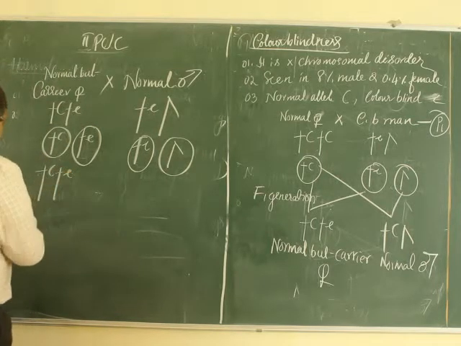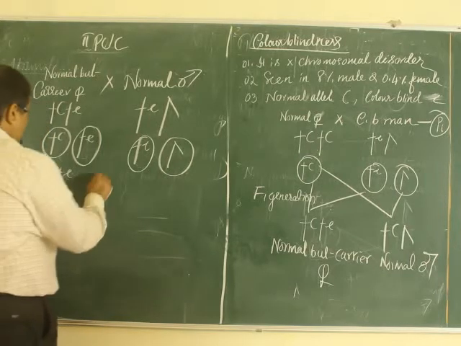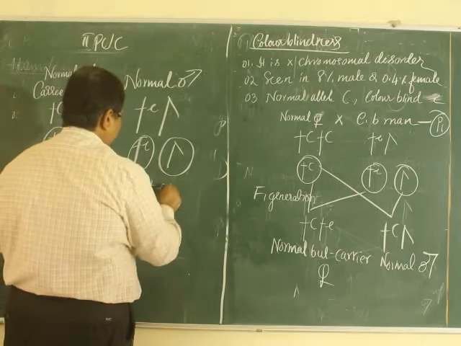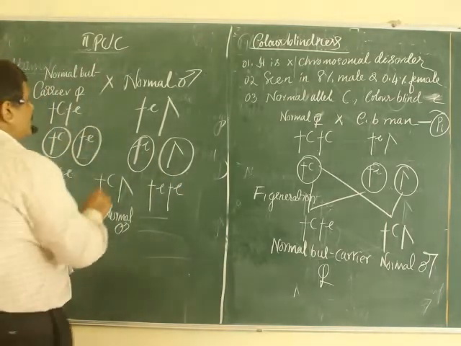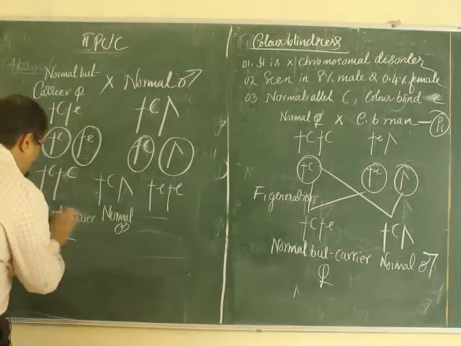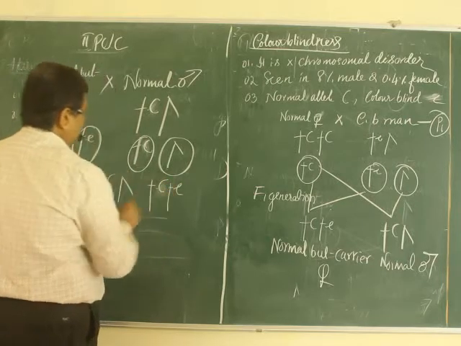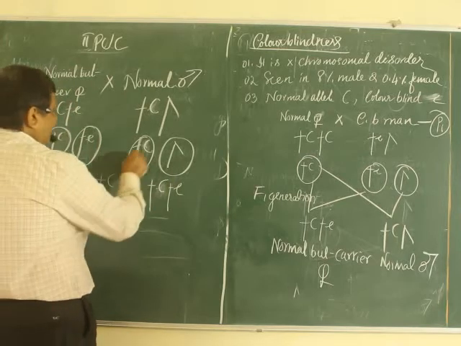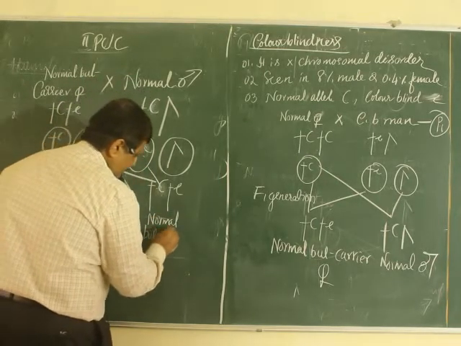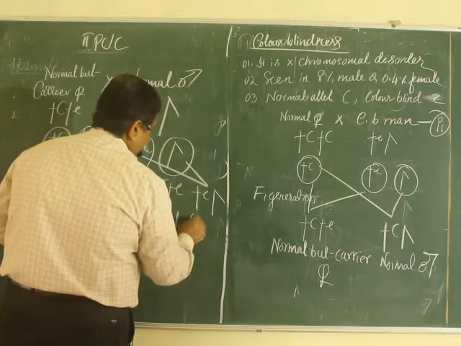So capital C with capital C gives a normal female, capital C with Y gives a normal male, small c with capital C gives a normal but carrier female, and small c with Y gives a colorblind male.